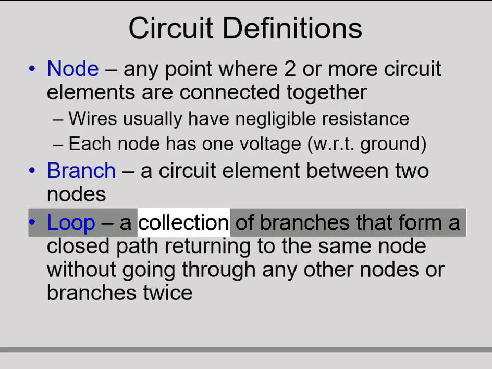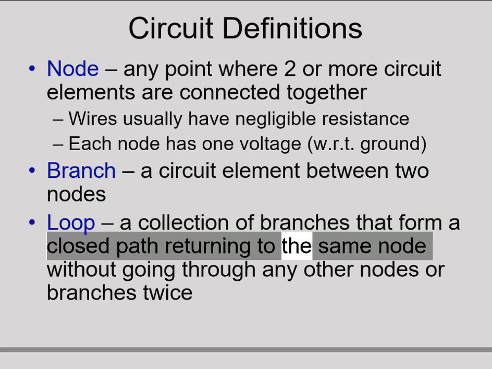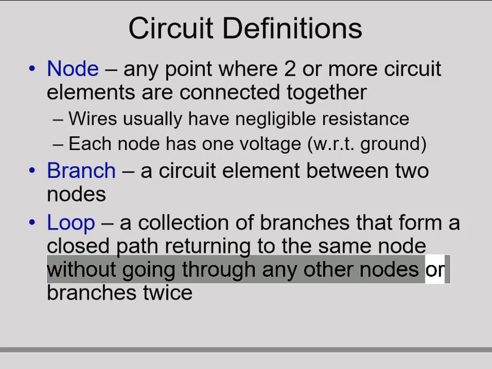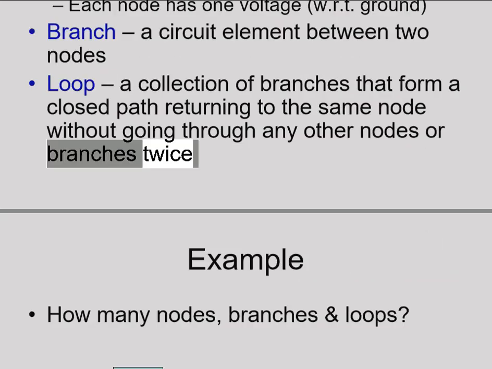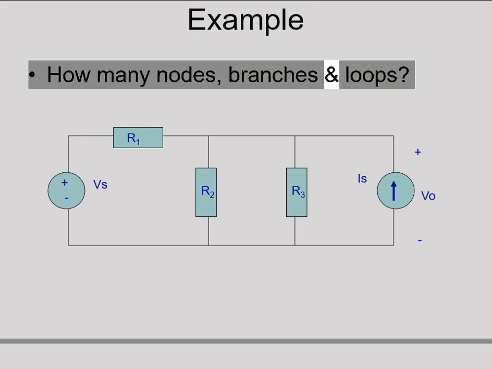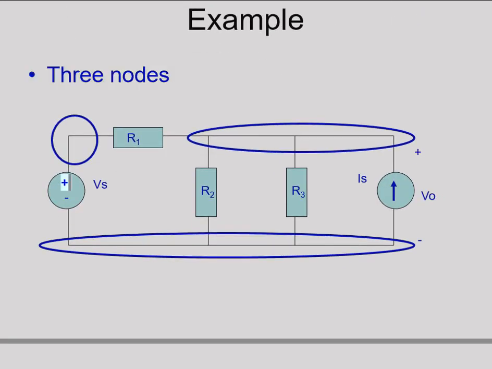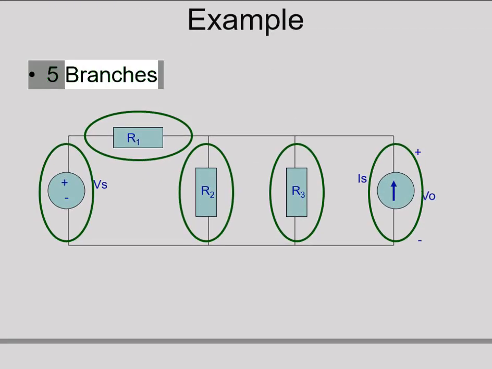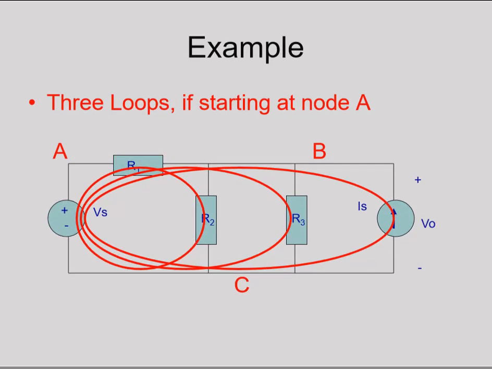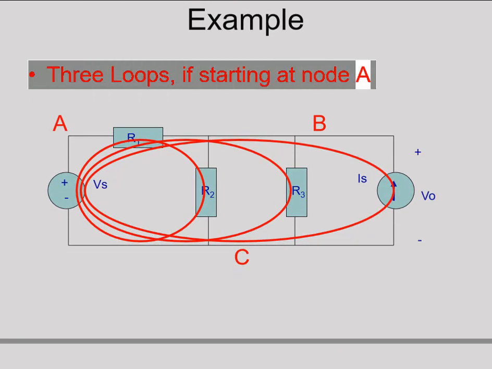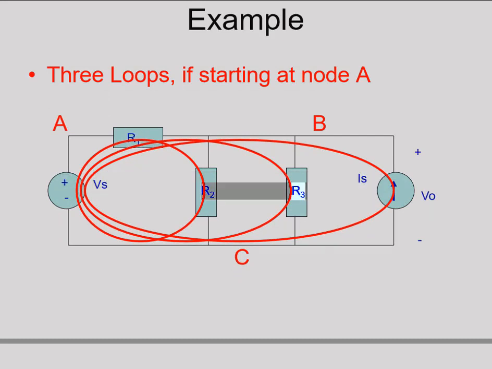Loop: a collection of branches that form a closed path returning to the same node without going through any other nodes or branches twice. Example: how many nodes, branches and loops? Example: 3 nodes. Example: 5 branches. Example: 3 loops, if starting at node A, ABC.